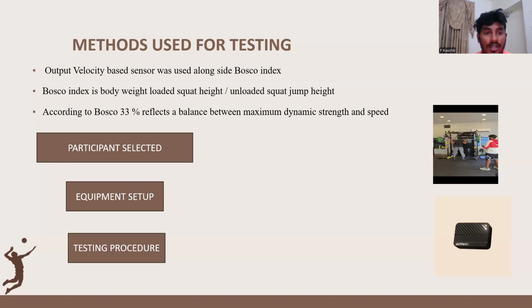The participant selected for this test is a recreational volleyball athlete of age 26 who is 5 feet 6 inches tall with a body weight of 68 kilos and has decent training experience. For the equipment setup, a velocity output based sensor was attached to the athlete during the testing. The device measured the velocity and jump height of both the loaded and the unloaded squat jumps.